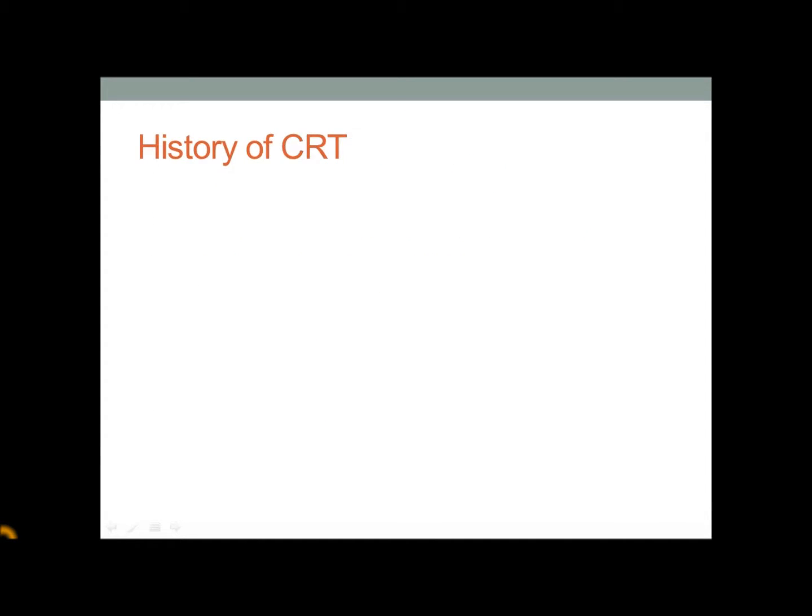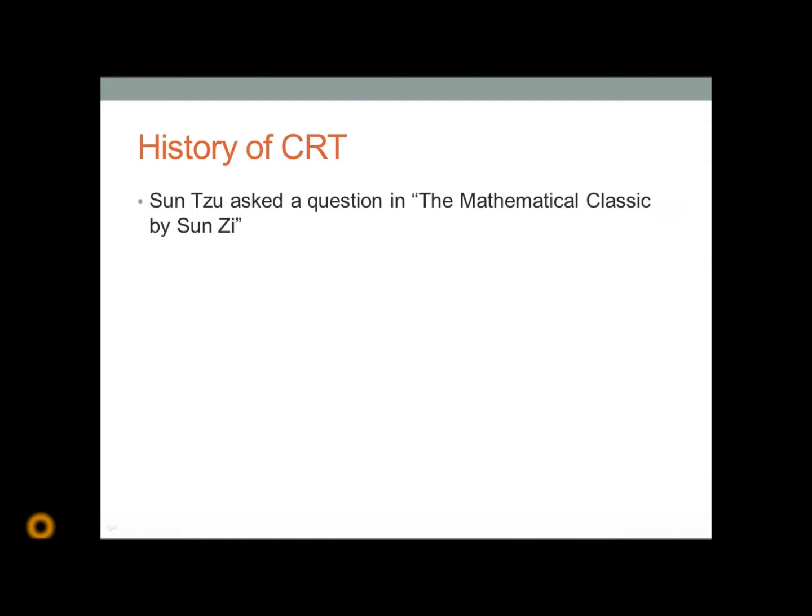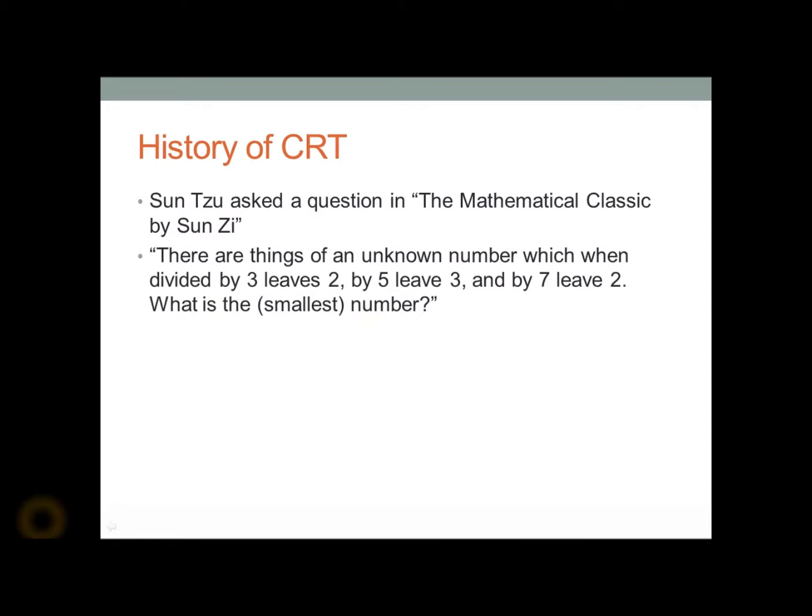Before we go into the points, I'm sure all of you will ask, okay, what is CRT? And where does this CRT come from? Basically, CRT comes from a book called The Mathematical Classic by Sun Tzu. You all know that Sun Tzu is one of the famous mathematicians during the 3rd century. He came up with this question.